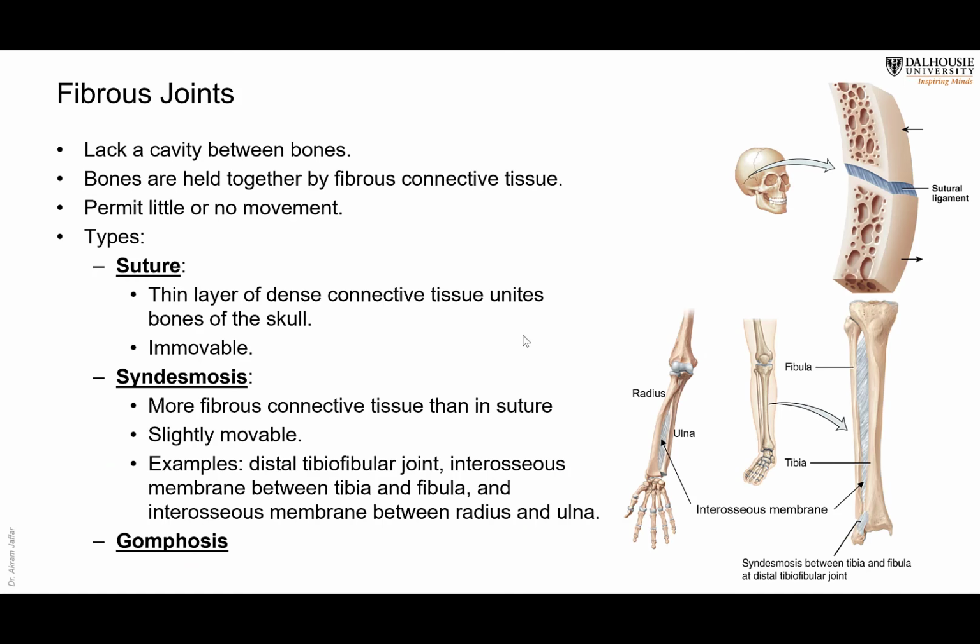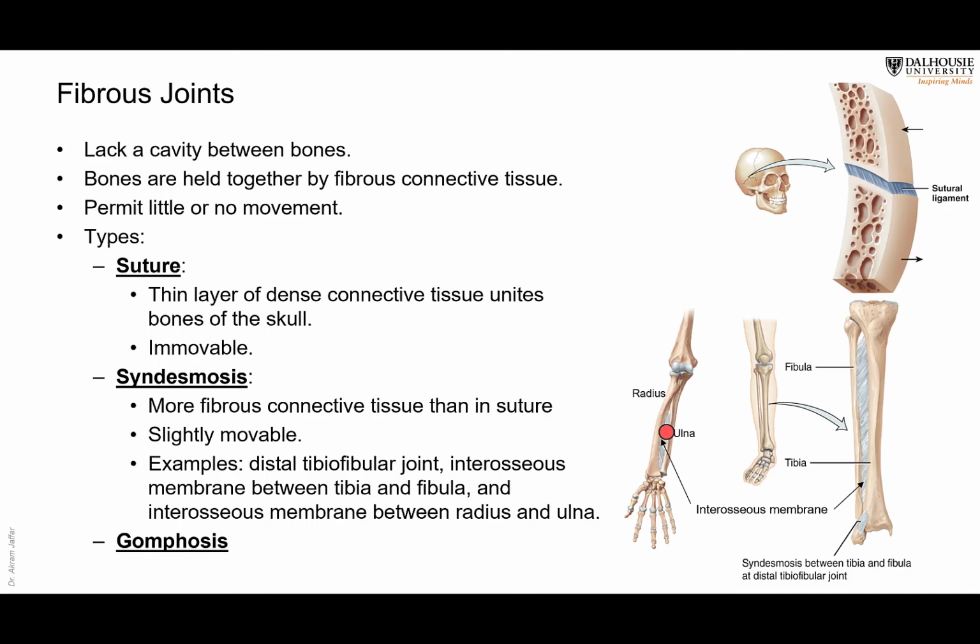Let's start with the first type of joint, the fibrous joint. They lack a cavity. There is no cavity. The bones are held together, as I mentioned, by connective tissue. There is little or no movement. So for example, in the suture between the bones of the skull, there is no movement. But in the other joints, for example here, which are called syndesmoses, we mentioned that before, between the radius and ulna, between the bones of the leg, tibia and fibula, there is a longer fibrous tissue called the interosseous membrane. And this allows a little degree of movement between the bones. So this is a syndesmosis.